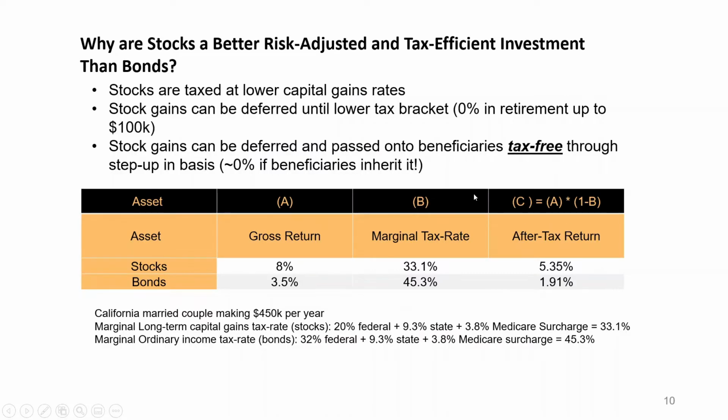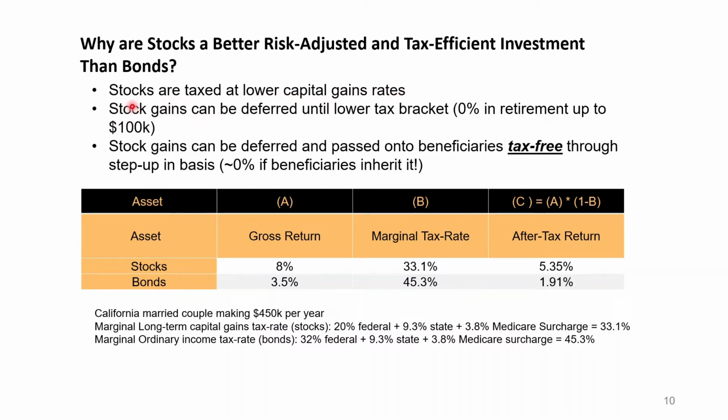So let's dive right in and talk about, first of all, why are stocks a better risk-adjusted and tax-efficient investment than bonds? The first reason is that stocks are taxed at lower capital gains rates. As we talked about in part 1 of the presentation, this can be as low as 0% and as high as 37%. But they're significantly lower than ordinary income rates.